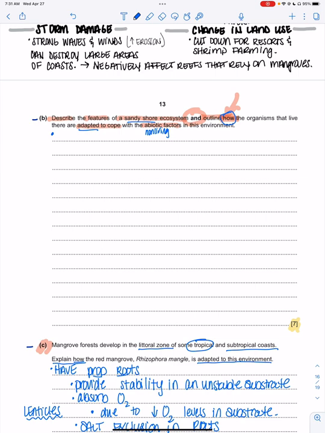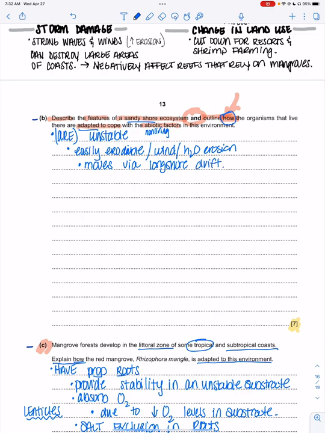I'm just comparing it to what I put on your Google Classroom. They are unstable. Engineering wind or water erosion. The sediment can move via longshore drift, and I pointed that out for you in a separate YouTube video.